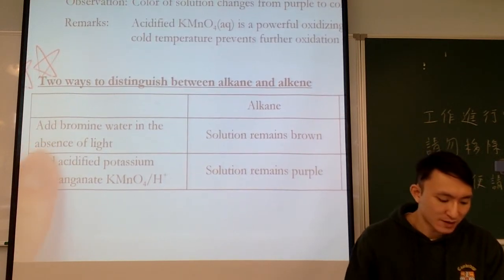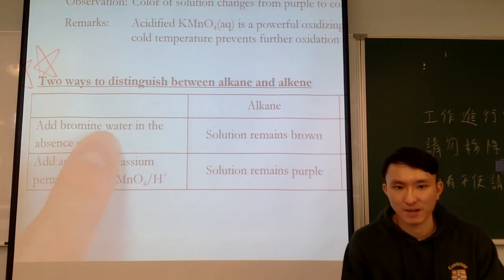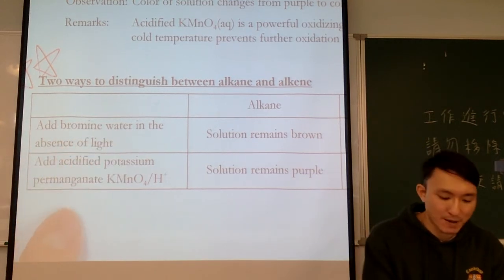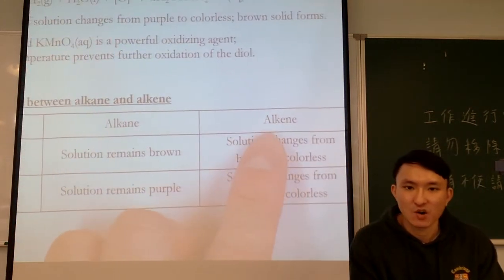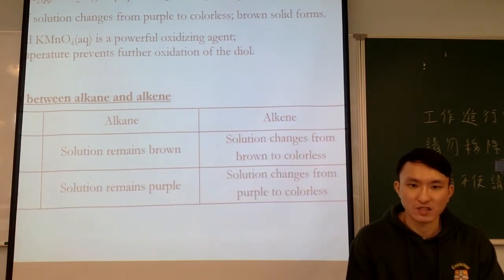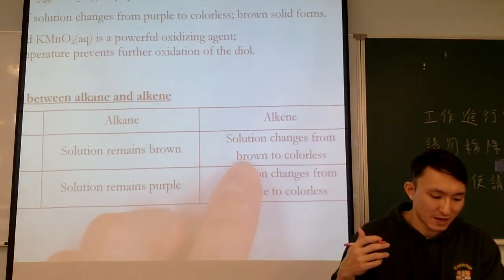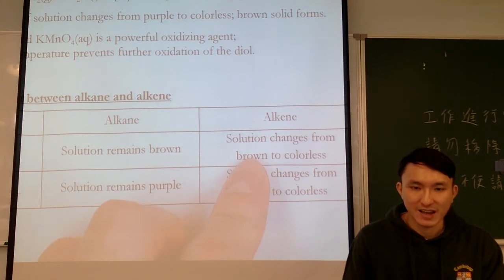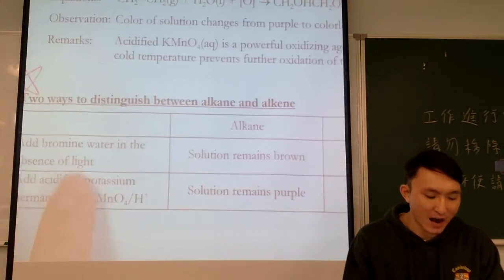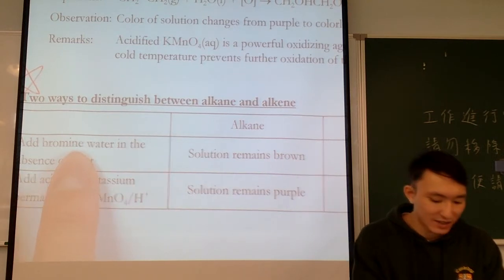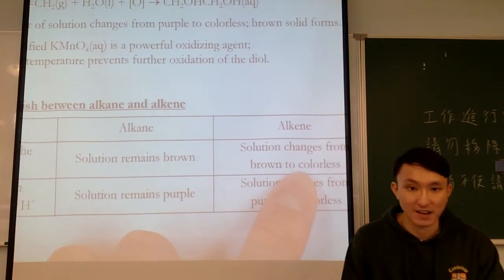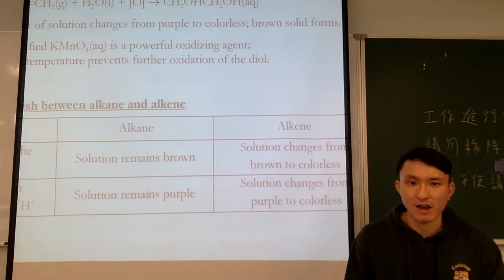The first one is to add bromine water. Now, if you remember, alkene would undergo addition reaction with bromine water to form the bromo alcohol, right? And this reaction will result in a color change where the brown bromine water is decolorized, becoming colorless. Okay. Now, what about alkane?